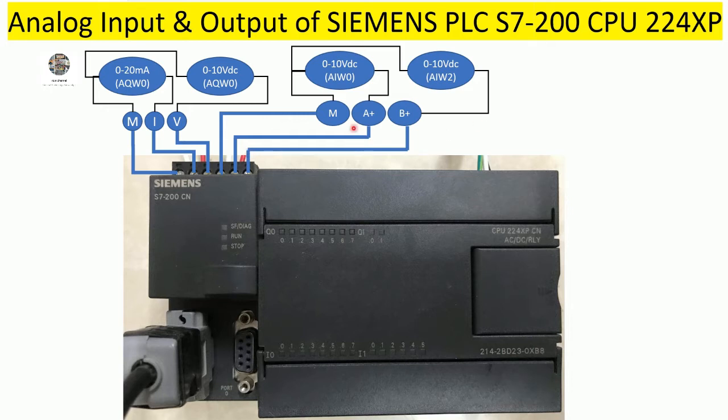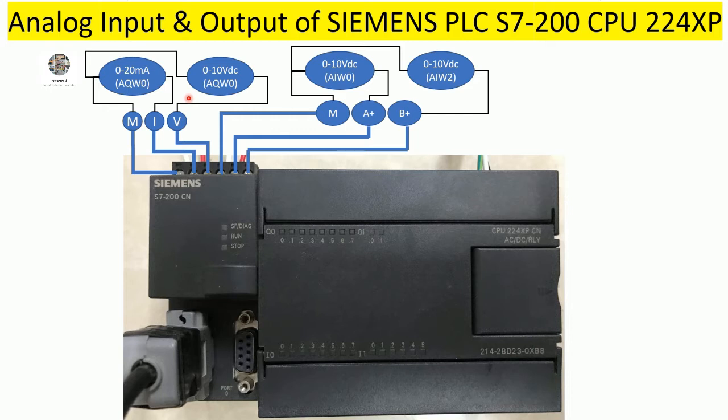And this is channel number 1, and this is channel number 2, and here is the address. Channel number 1 starts from AIW0, and channel number 2 starts from AIW2. And the analog output starts from AQW0.